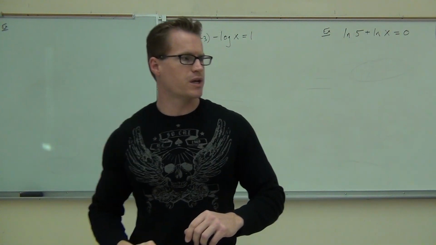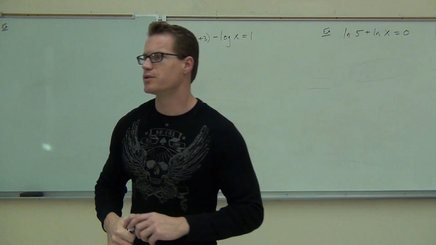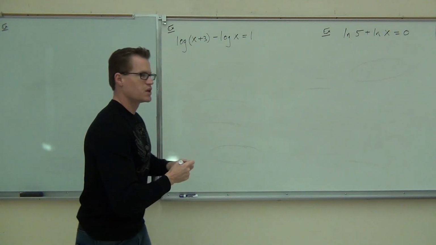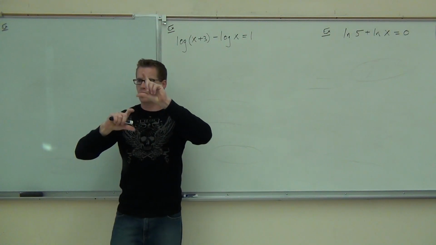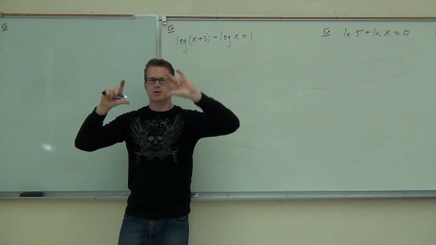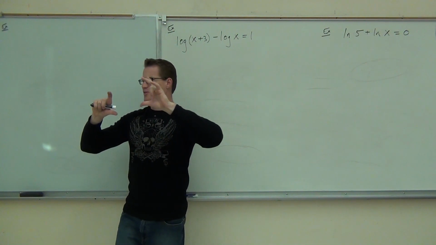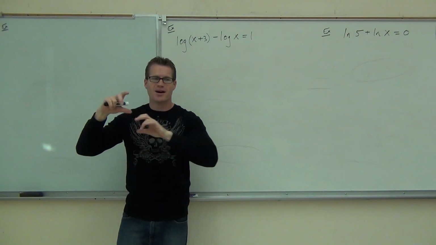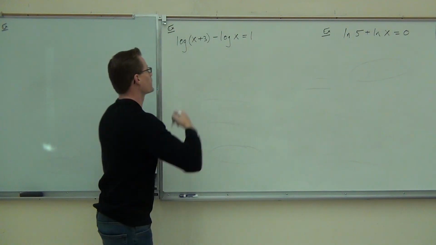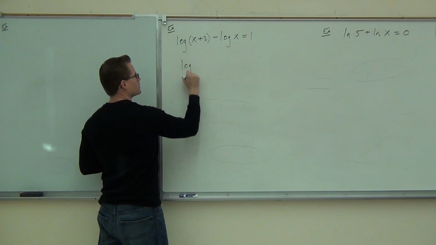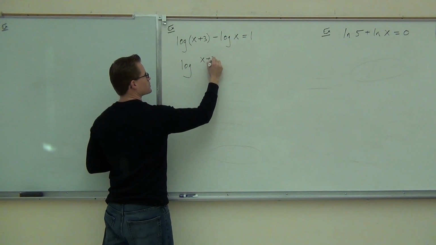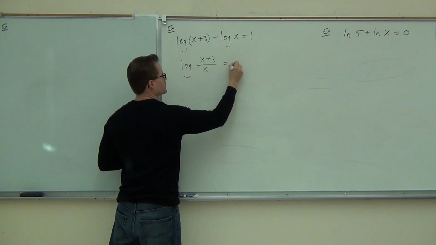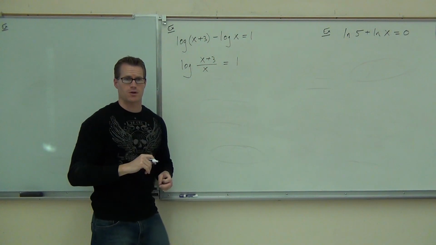Do you put these logs together with addition, subtraction, multiplication, or division? So we should have one logarithm over one logarithm, or a logarithm of something over something. Which one? The second. Good. Not a log over a log, right? A log of a fraction. So you should have log of x plus 3 over x equals 1. Did you make it that far?